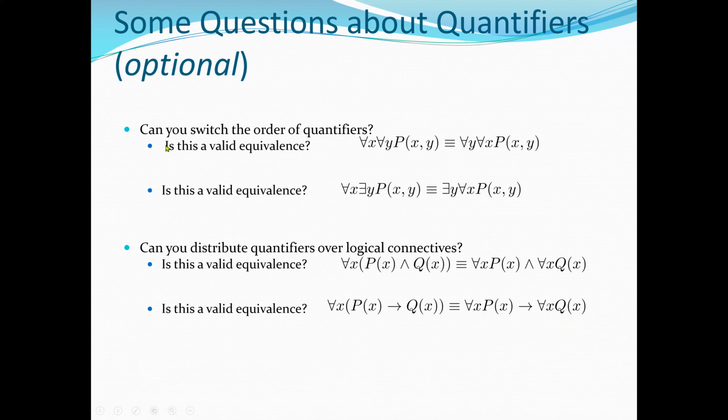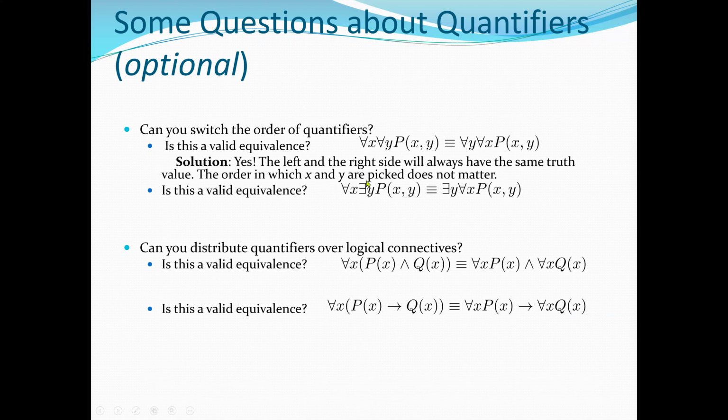We have another example here. Can you switch the order of quantifiers? Yes, we can switch it. So for example, for all x and all y, P(x,y) is the same as for all y, for all x, P(x,y). And yes, the left and the right side will always be the same. Again, because here, for all x and y, we can switch it, that's fine.